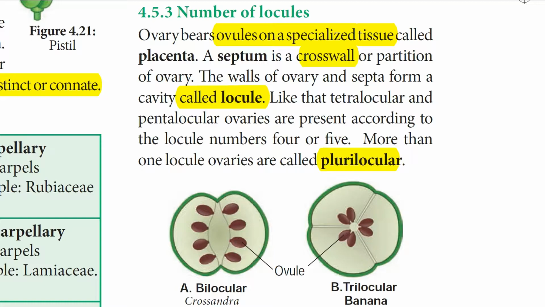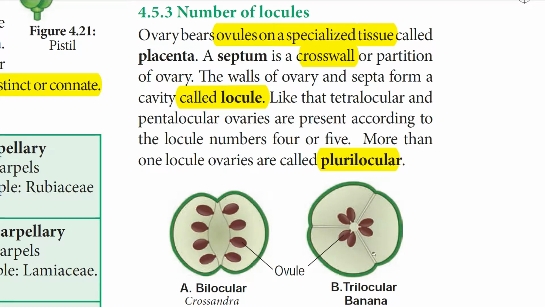The ovary bears the ovules on a specialized tissue called as placenta. So this is the placenta. The placenta bears the ovules. The dark brown color structures are called as ovules, and they are borne on the specialized tissue called placenta. And the septum is the cross wall that will divide the cavity of the ovary into partitions, and these cross walls or the partitions of the ovary are called as septum. The wall of the ovary and these septa will form the cavity, which is called as locule.